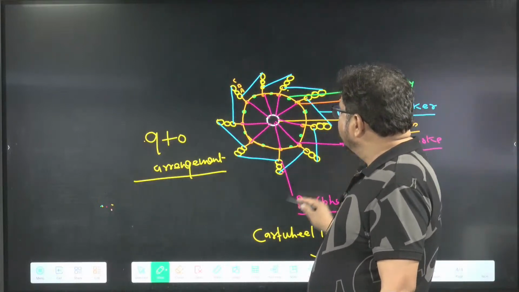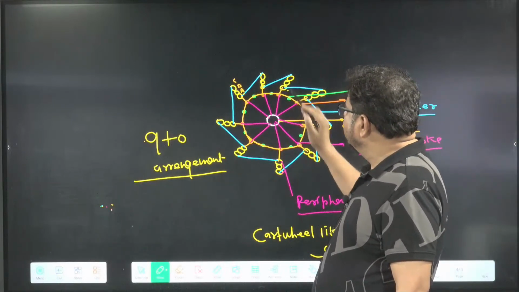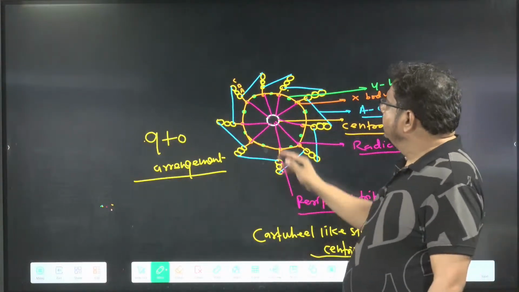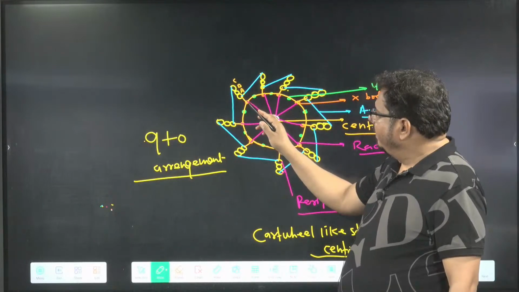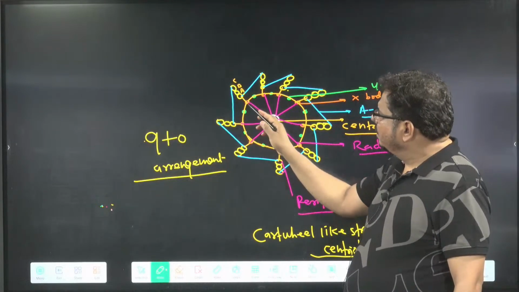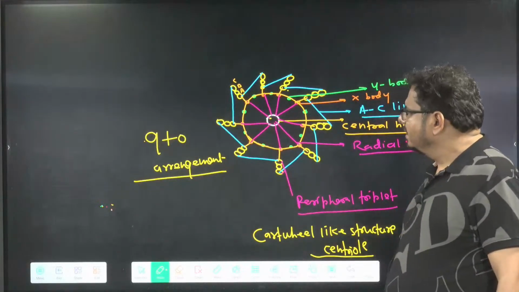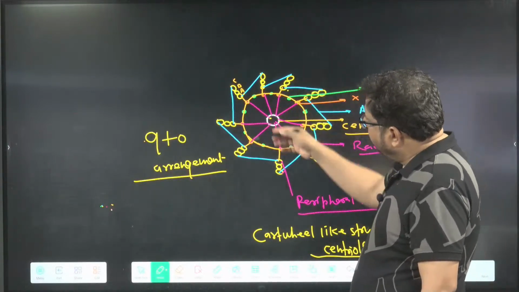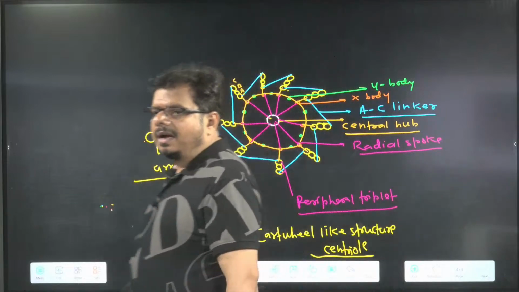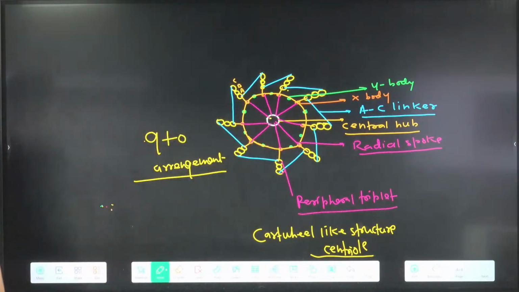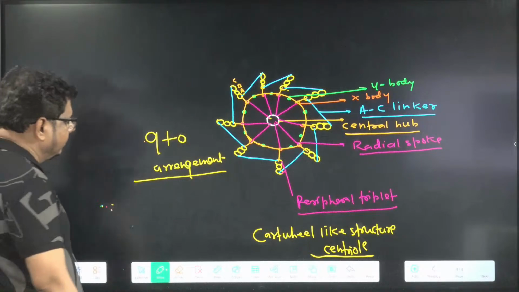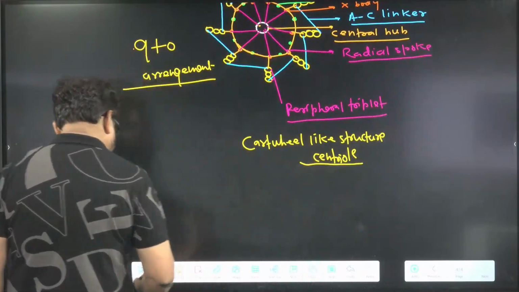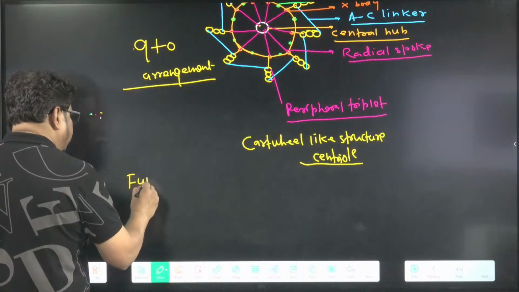9 peripheral triplets connected by A-C linker, central hub. From every A, X body connected, and through that radial spokes are connected with which one? Hub. And it is giving a which one? Cartwheel like structure, and this structure is called centriole. Understanding the idea? So now I am writing the function of centriole.